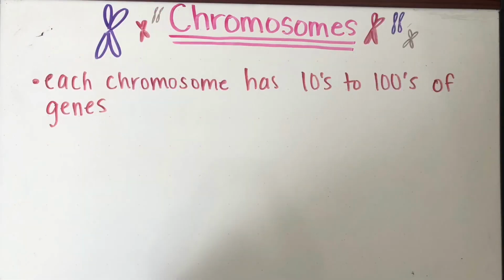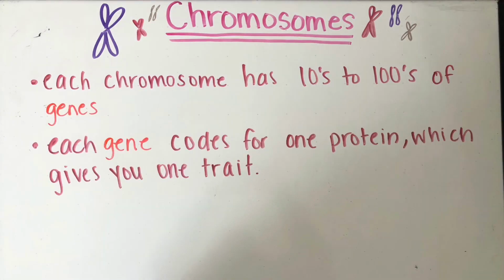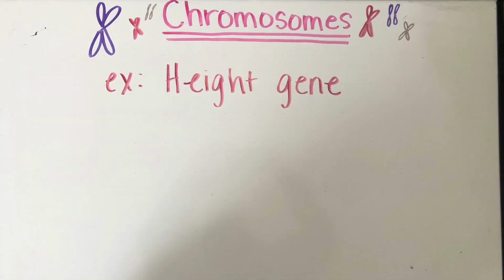Each chromosome has anywhere between tens to hundreds of genes depending on its size. Generally, each gene will code for one protein, or give the instructions for one protein, which then will give you one trait. Let's talk about some examples, like the gene for height.